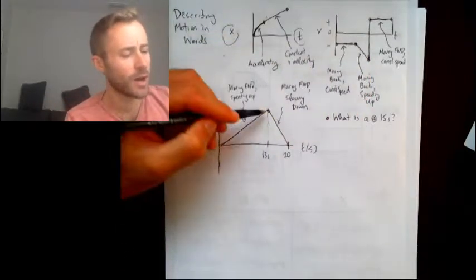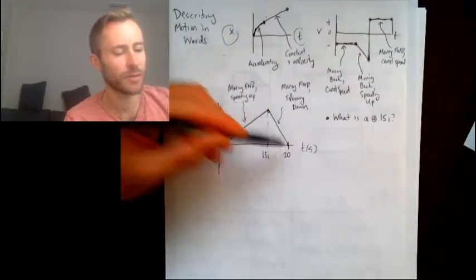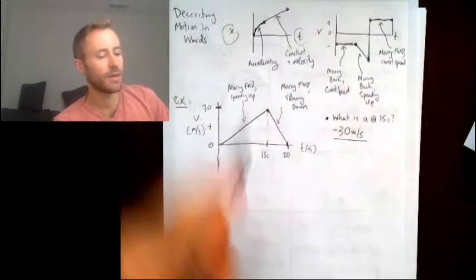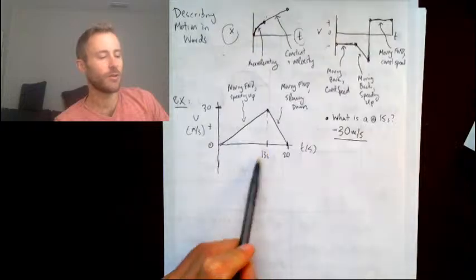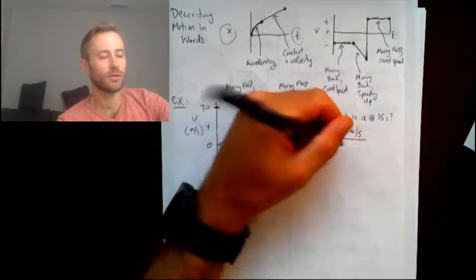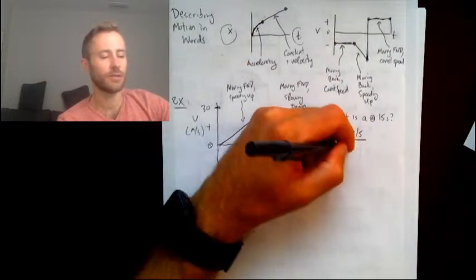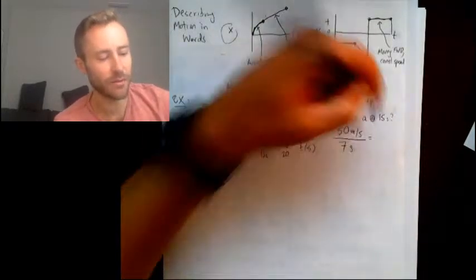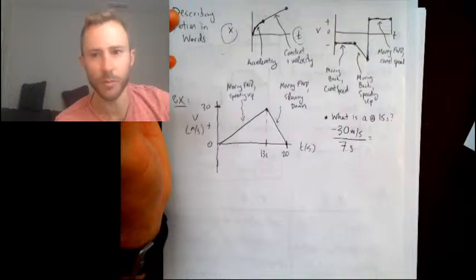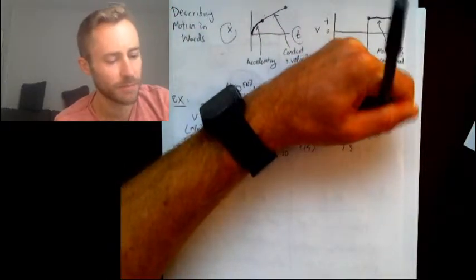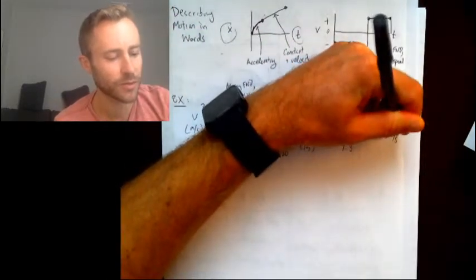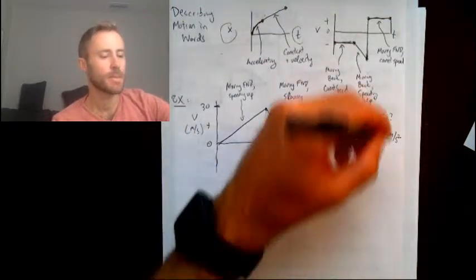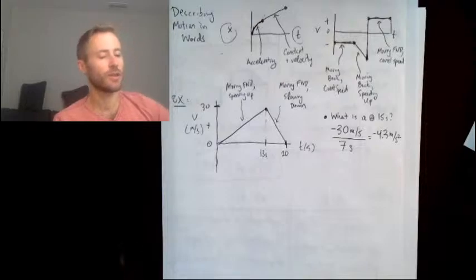So we can see that the velocity goes from 30 to 0. So that's a rise of negative 30 meters per second. And this line segment lasts from 13 seconds to 20 seconds. So that is 7 seconds. So the acceleration is negative 30 over 7, which would be, what, 4.28? Negative 4.28 meters per second squared. All right? So that's the acceleration at 15 seconds.